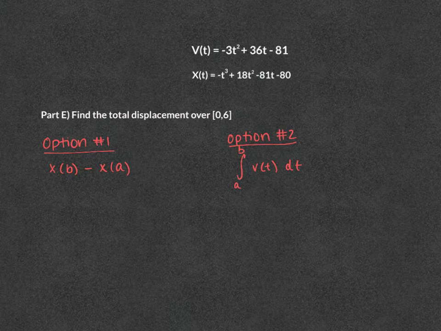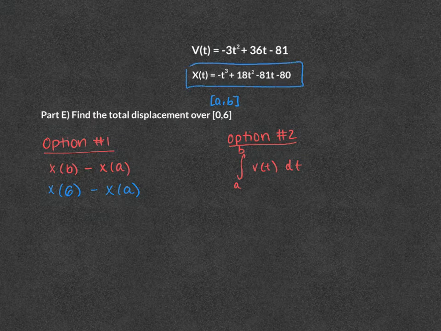So to find the interval for a to b, a is going to be 0 and b is going to be 6. So for option 1, to find x of b, it's x of 6 minus x of a. So what I'm going to do is take this x of t function and put it into my y equals in my calculator, and I'm going to look at what the value is at 6 and what the value is at 0. I don't know why I put a there, so this should be 0.